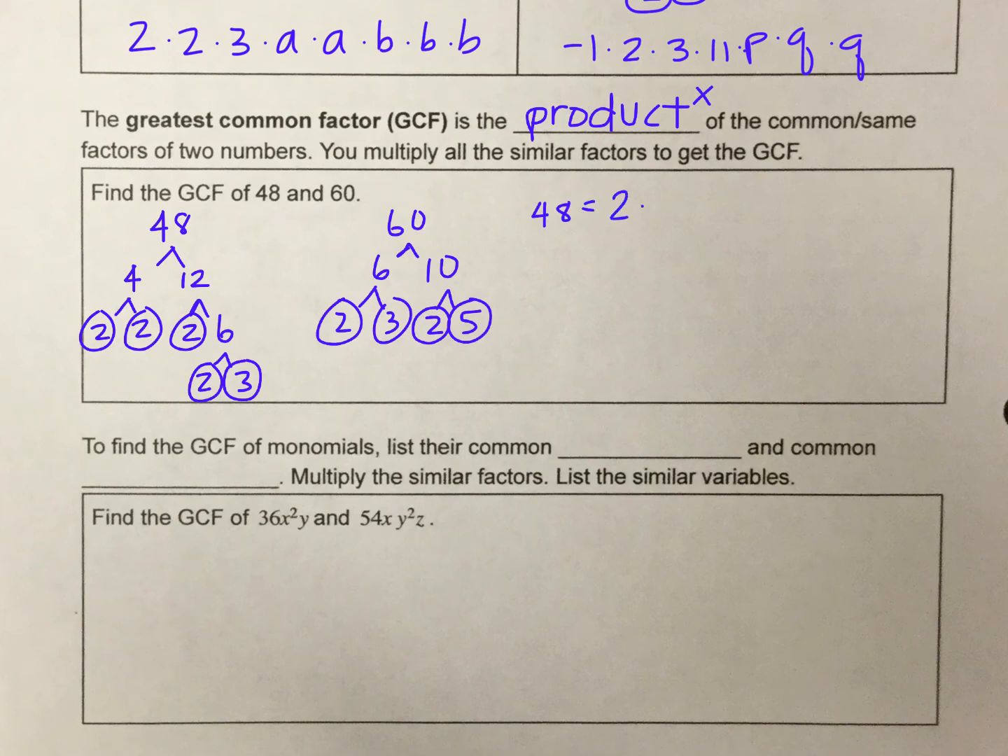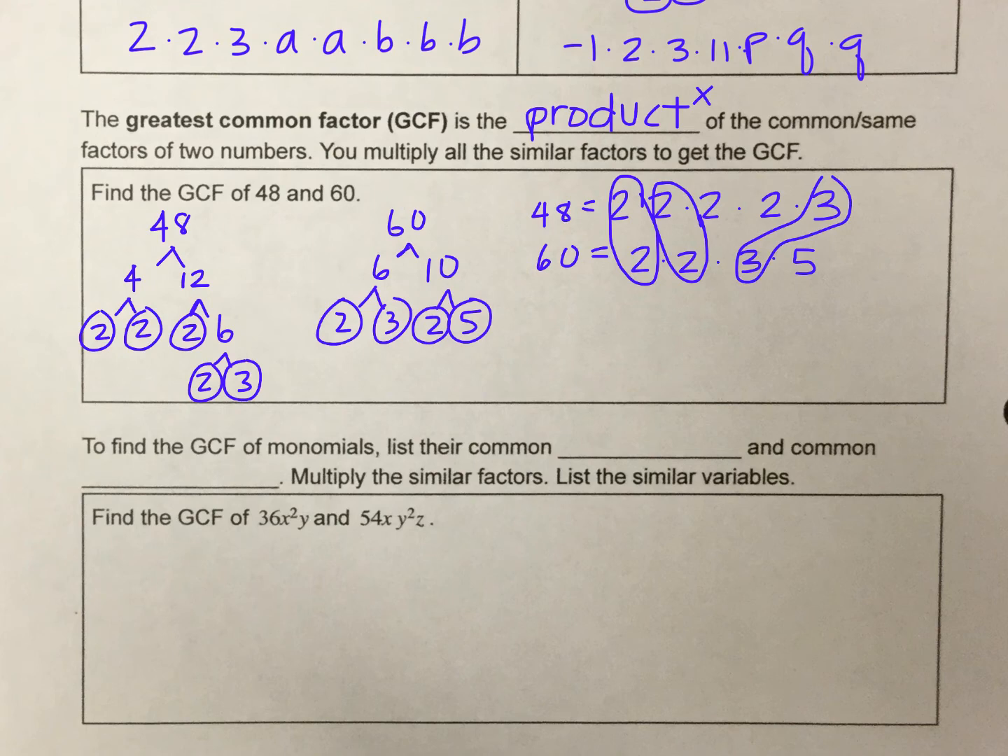So the 48 was 2 times 2 times 2 times 2 times 3. And the 60 was 2 times 2 times 3 times 5. Now what I do is I find matches in the two lines. The 2's match, another group of 2's match, and the 3's have a match. So I got a set of 2's, a set of 2's, and a set of 3's. When I multiply that together, I get a 12. So the greatest common factor for 48 and 60 is the number 12.